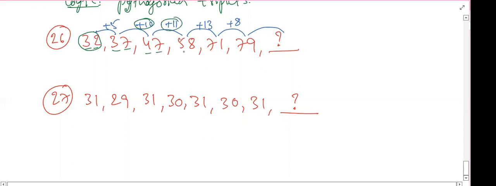Yes, it is 11 only. And 5 plus 8 is 13. It is 13. And 7 plus 1 is, of course, 8, sir. 8. And next difference should be? It should be 16, sir. 16. If you add 16, your answer will be 95. And that's your answer.